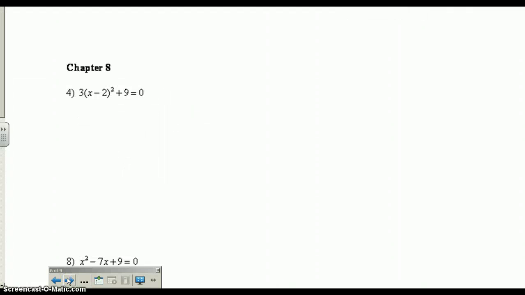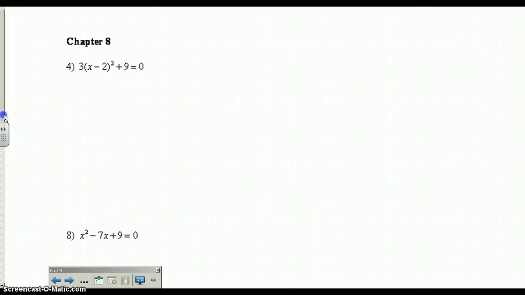Okay, let's flip over. Now we're going to look at chapter 8. This is solving quadratics by a few different ways. We'll do one from each section. Number 4, solving by square roots.